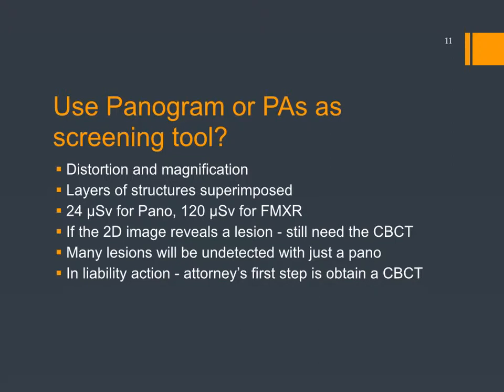The exposure is moderate, 24 microsieverts, but then if you have to add full mouth x-rays or even bite wings, it starts to get up there. And I think when you compare that to CBCT, you're actually going to do more exposure to the patient than your CBCT would have done. And if you take a 2D x-ray, you might still need the 3D. A lot of lesions will just be undetected with your panoramic because the distortion, particularly around the upper and lower anterior teeth, is pretty bad.